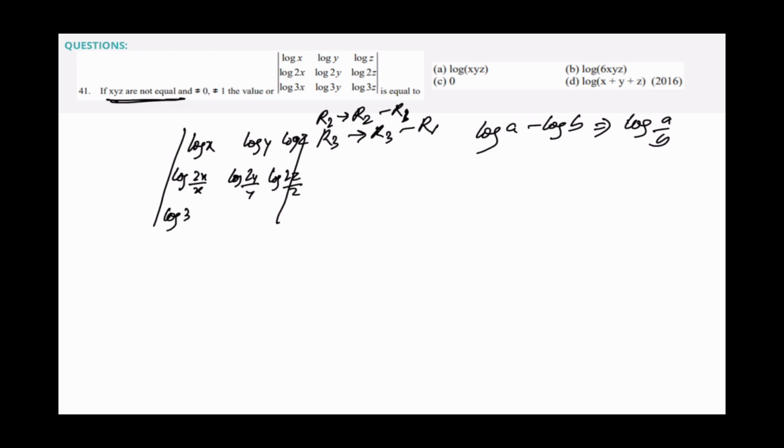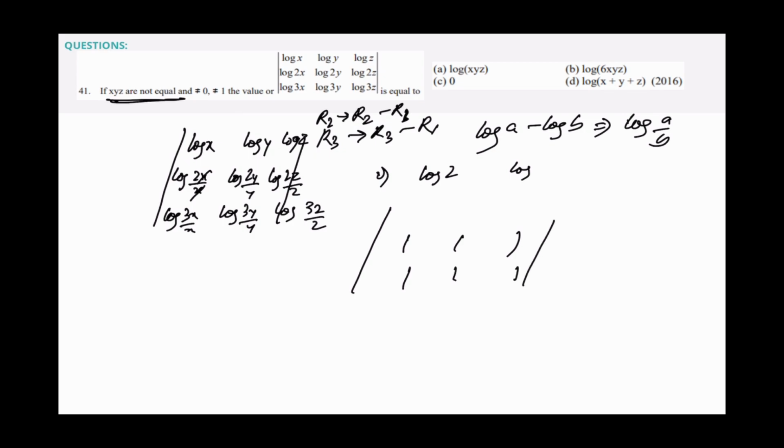And this one becomes what? Log of 3x by x, log of 3y by y, and log of 3z by z. So if you see, all the second elements are what? Log 2, log 2. So the moment you take it out common, it will be 1, 1, 1, 1, 1, 1. Okay, if you're not able to understand, I'll show again. So basically this is log x. Here only we got the answer, 0.